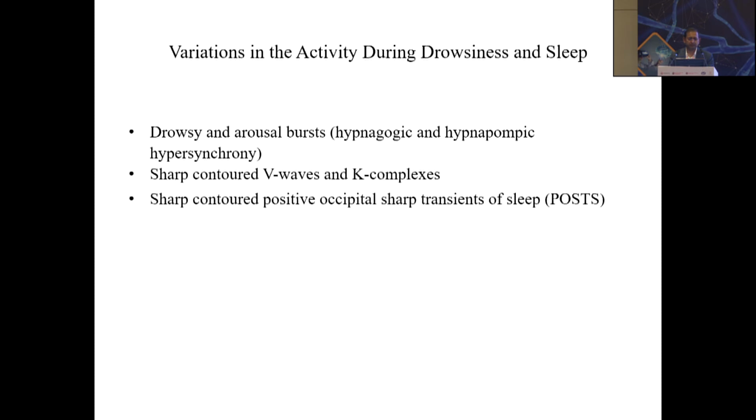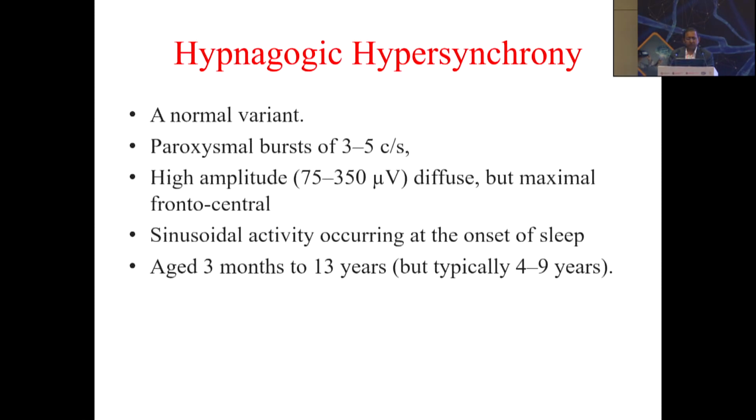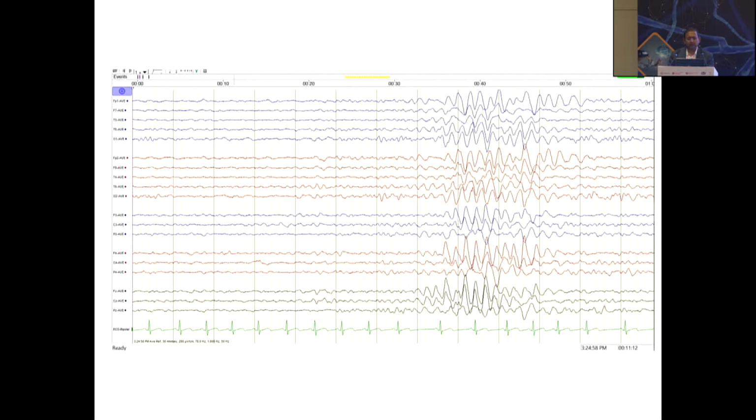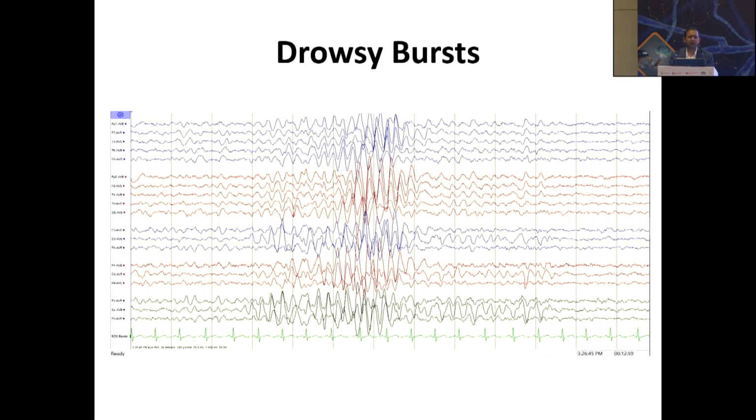Another example. Then comes hypnagogic hypersynchrony, which may also look like this hyperventilation slowing. It happens as a sudden burst of slow wave, lasting 1 or 2 seconds. Again, it is more in the adolescent age group. Like this, a sudden burst during drowsiness can happen. Drowsy burst is nothing but a normal variant. This is also reported as spike and wave, so avoid these kinds of mistakes.